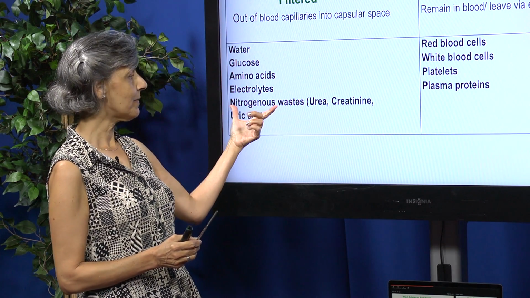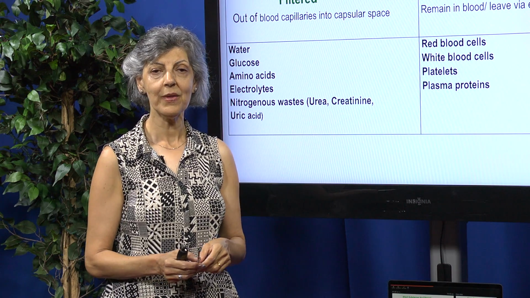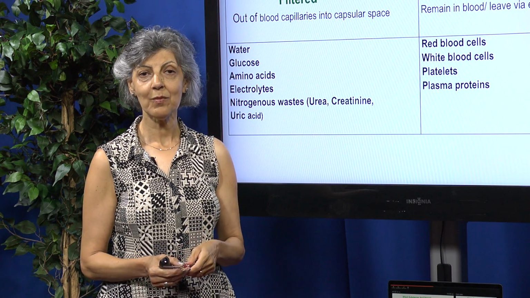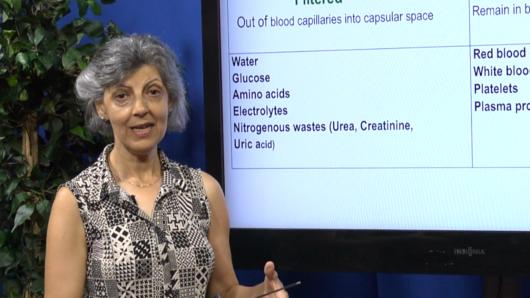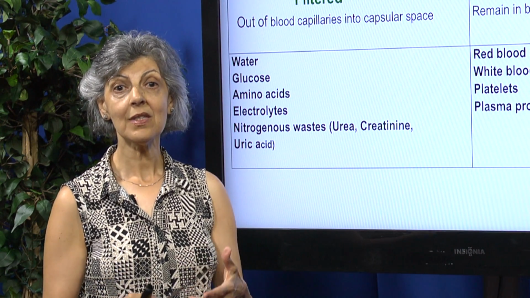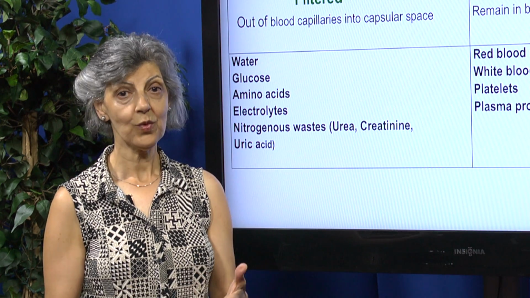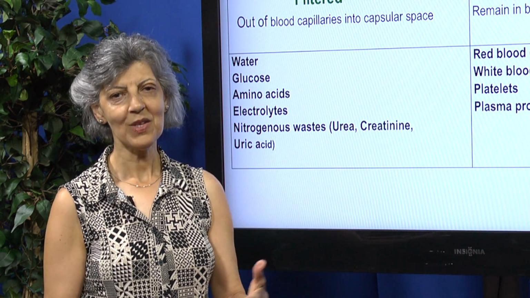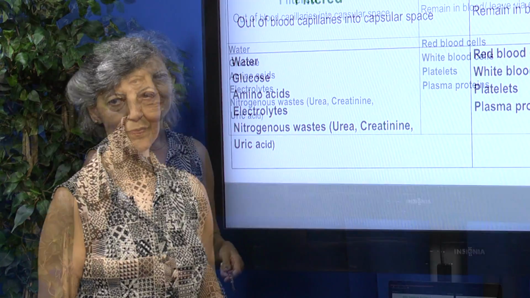Why do we call them nitrogenous? Where do they come from? They come from the simple metabolism of proteins, and in large quantities they are toxic, and we do not want to keep them in the blood. We have to remove them.